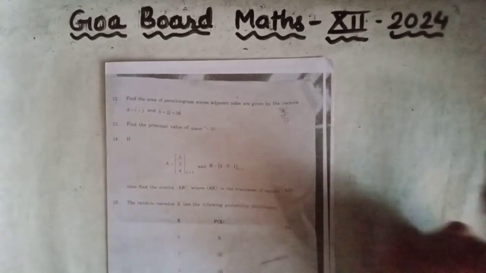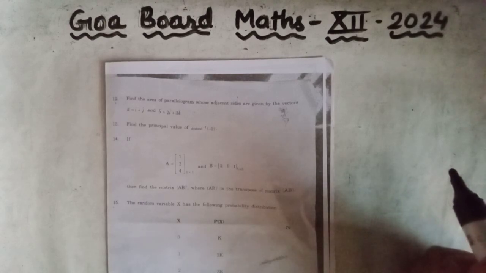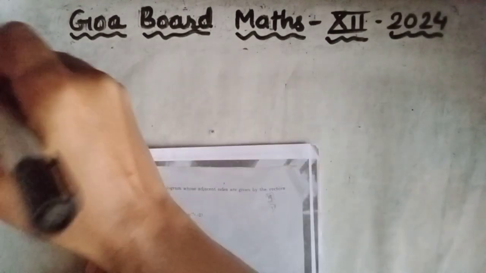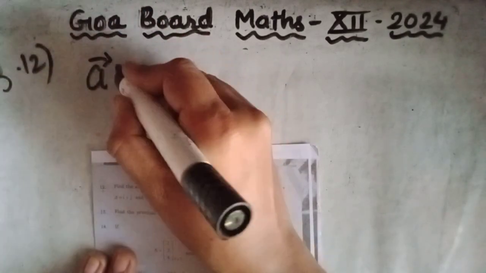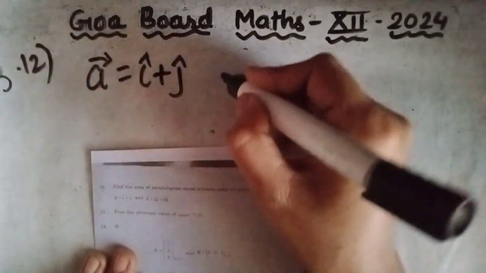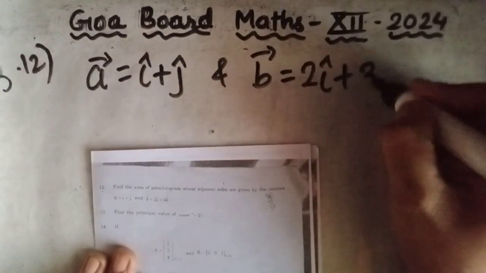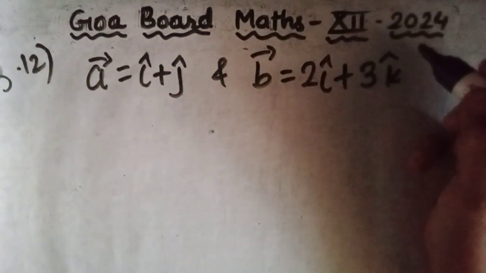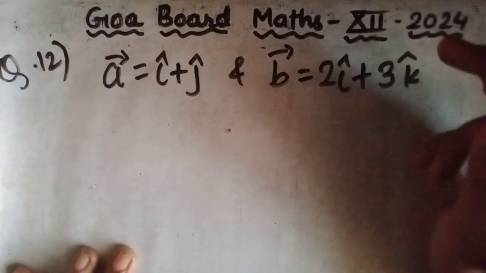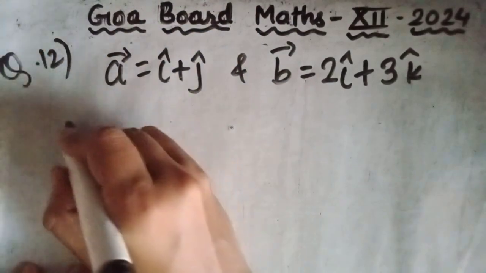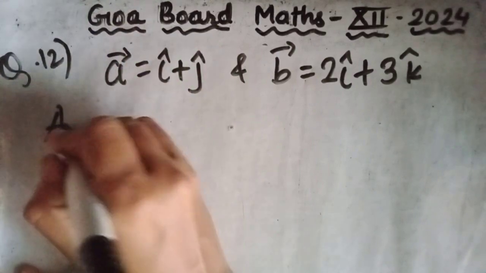Next question, question number 12. Find the area of the parallelogram whose adjacent sides are given by the vectors. Okay, the vectors are given, adjacent sides are given, that is a is i plus j and b is 2i plus 3k. Now area of parallelogram is given by cross product of its adjacent sides, right?